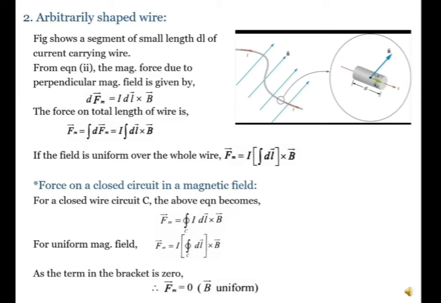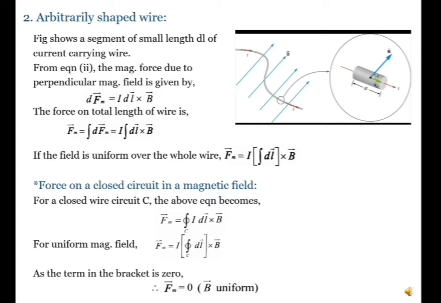The total force on the total length of the wire is given by Fm bar equal to the integration of dF bar. Here, integration of dF bar means the addition of all small elements of length dl bar. It is equal to I integration dl bar cross B bar. If B bar is uniform over the whole wire, it can be written as Fm bar equal to I integration dl bar cross B bar.